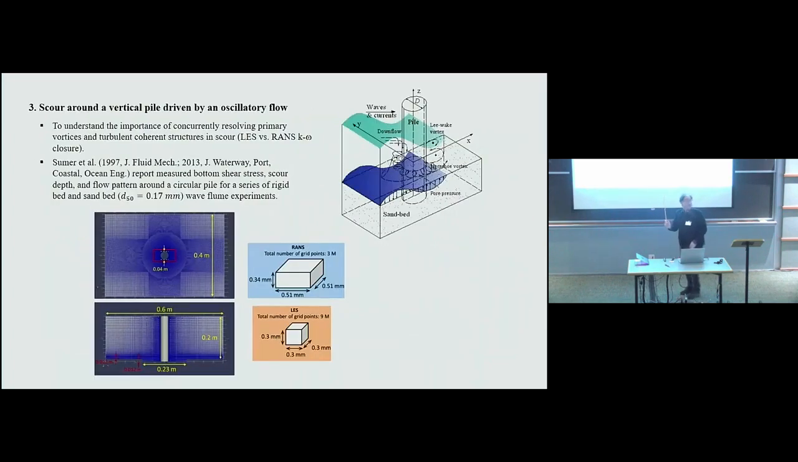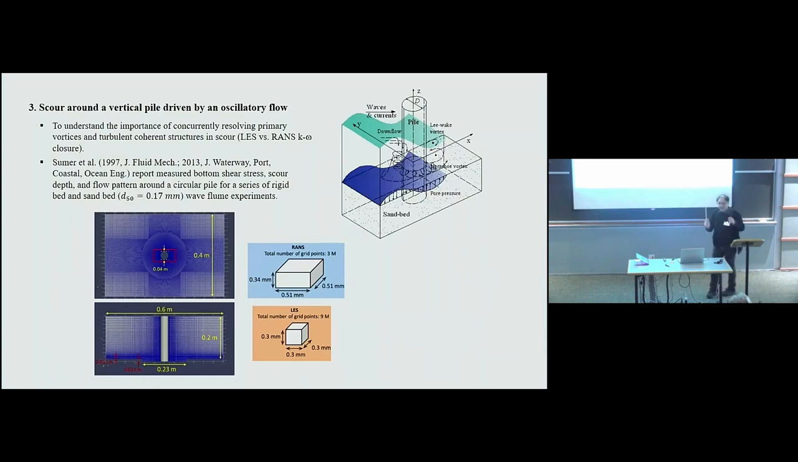I want to use the last 5 minutes just to talk about the second application. This is about scour around a vertical pile driven by an oscillatory flow. The vertical pile is usually an idealization of, for example, a bridge pier or the foundation of a wind turbine. And it is well known that the scour around this kind of vertical pile is directly related to the generation of different types of coherent structures around this structure.